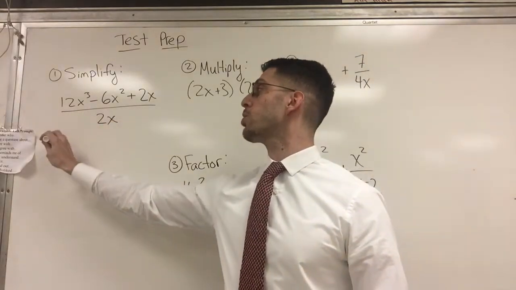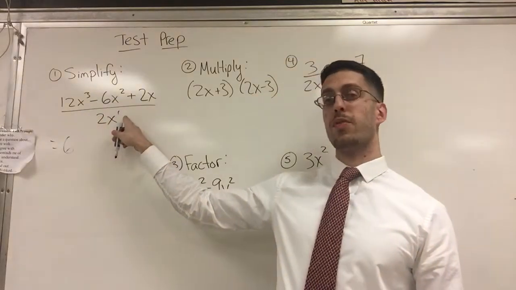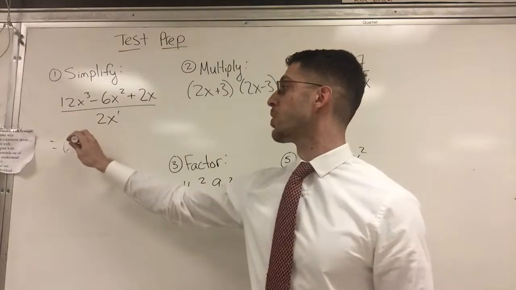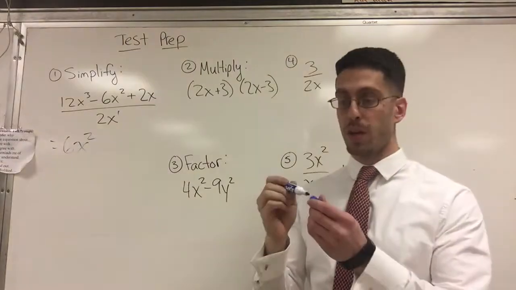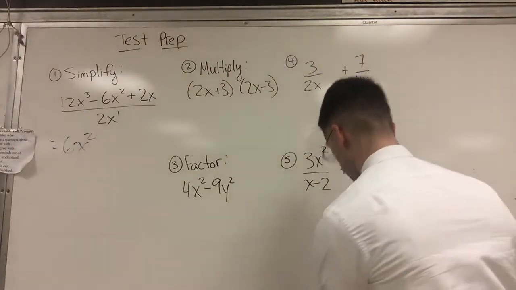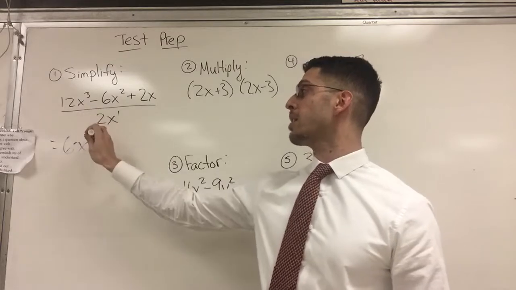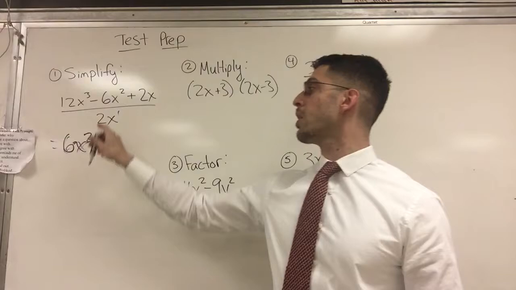So 12 divided by 2 is 6, x to the third, and this is of course an x to the first. Don't forget that 1. We got to stop reminding you, you just have to know by now. So that's going to give me x to the second power, okay? If you can't see that, I'll switch. So this is 6x to the second power. Now I have a minus sign, so that's going to be a minus sign there. 6x to the second power.